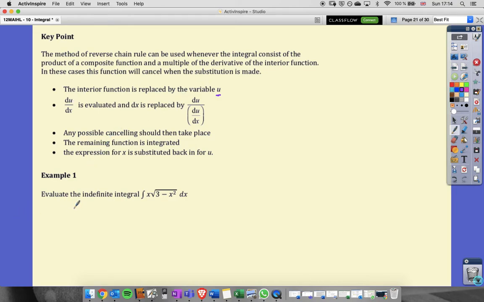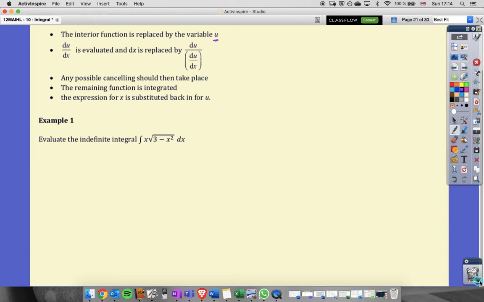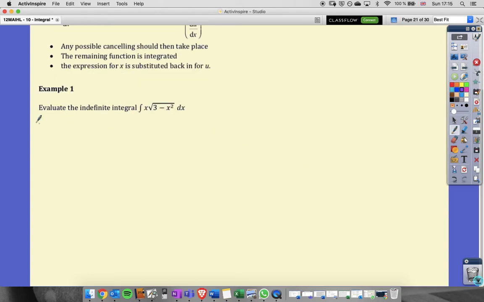Let's take a look at an example. We'll try this with both methods. Let's just give us a bit more space. Okay, evaluate the indefinite integral. So that means find the integral of it. Let's start off with that slightly slower method, but kind of our integration by substitution method.